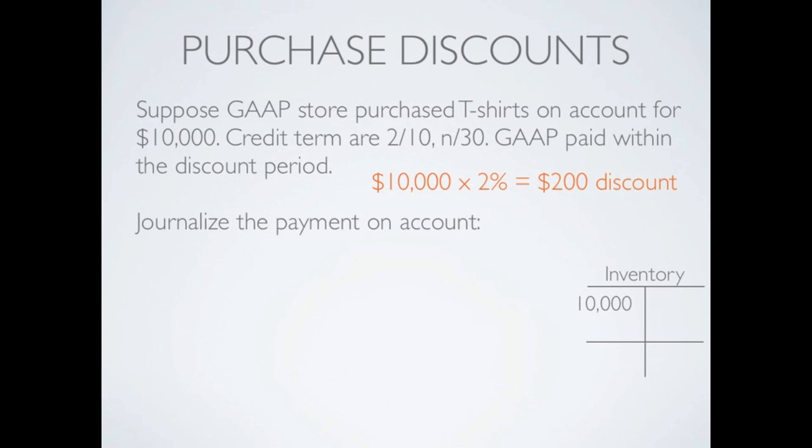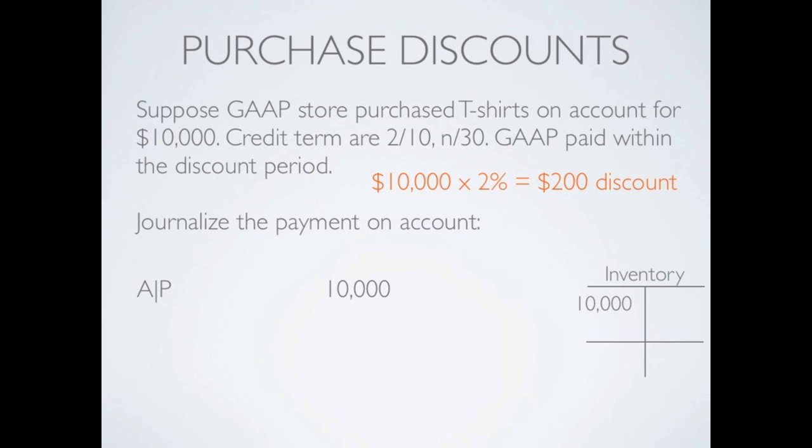So what do we debit accounts payable for? Good. We need to take it completely off the books. The books show that we have a $10,000 debt. If we debit accounts payable for only $9,800, then the books would show we still owe $200, and that's not true. So we need to wipe off this debt by debiting accounts payable for the full $10,000.